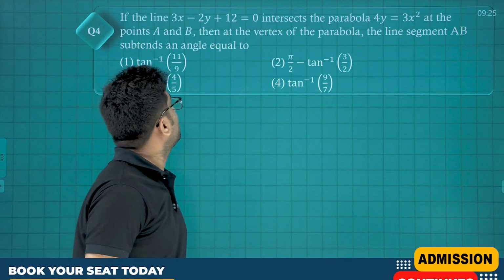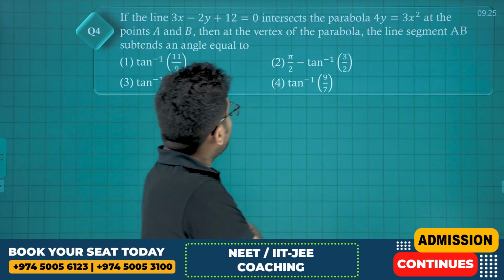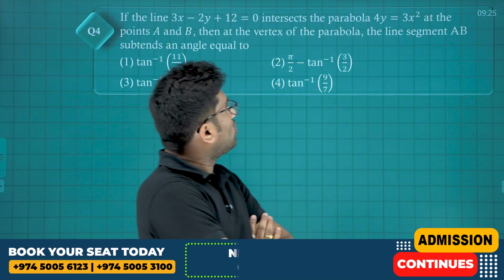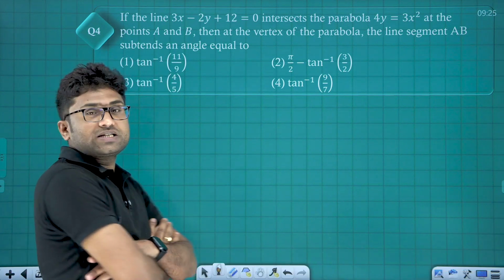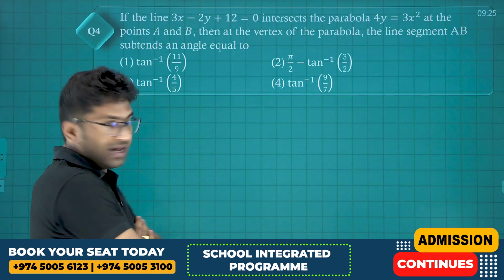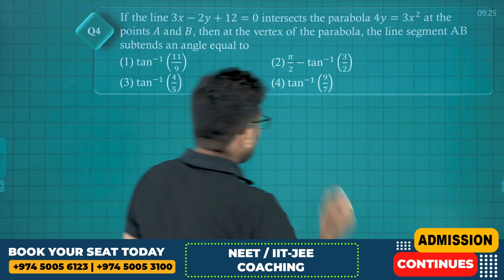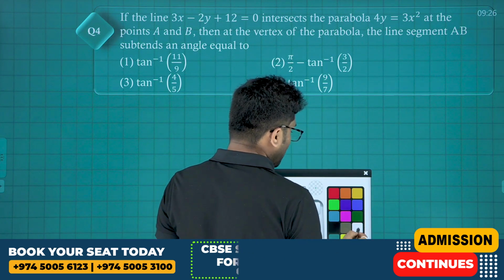Next question. If the line 3x minus 2y plus 12 is equal to 0 intersects the parabola 4y is equal to 3x square at the points capital A and B. So first let's find the points of intersection of this parabola and line. Okay. Clearly 4y is equal to 3x square is an upward parabola, friends. It is an upward parabola.